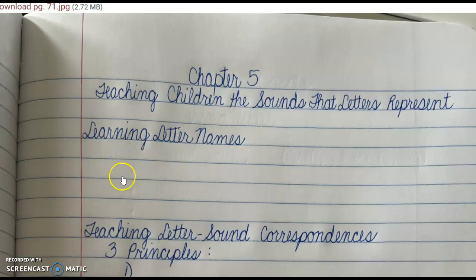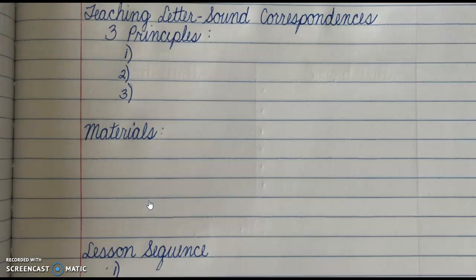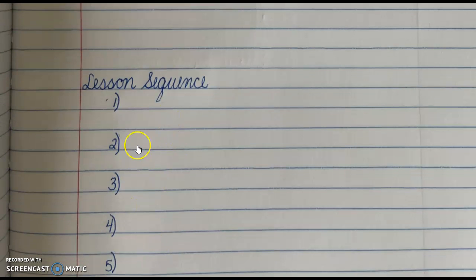So take some notes on the top here, learning letter names. There's 3 principles. What are some materials you might need, and what is the lesson sequence? There's 6 of them.